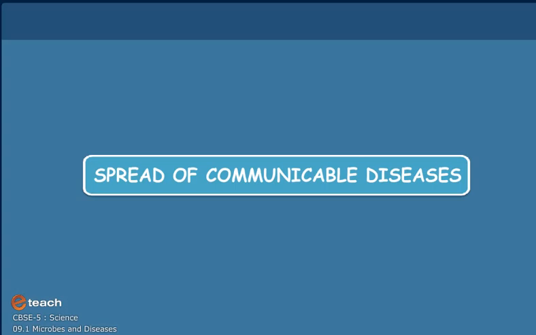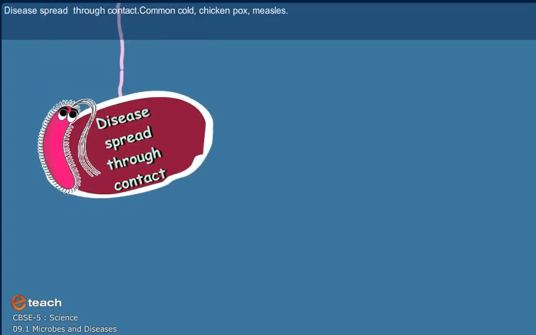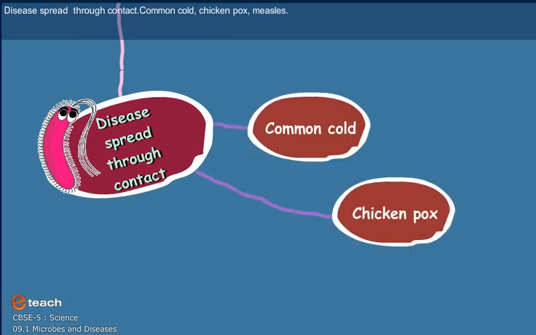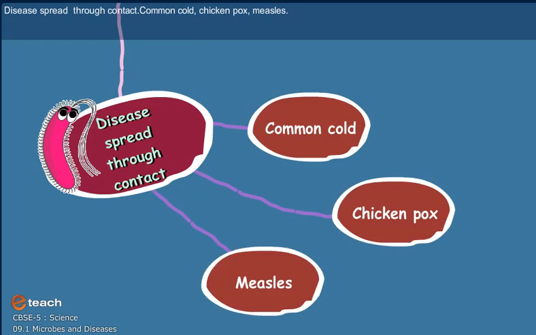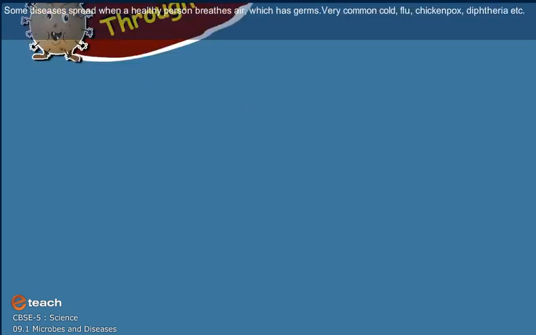Diseases spread in 4 ways. Disease spreads through contact. Diseases like common cold, chickenpox, and measles spread through contact. Sharing the same soap or bedding or utensils and even towels with a person who is suffering from these diseases can cause a spread of illness.